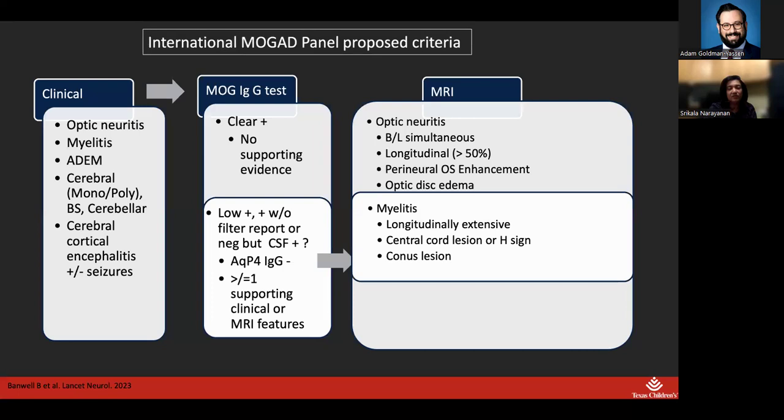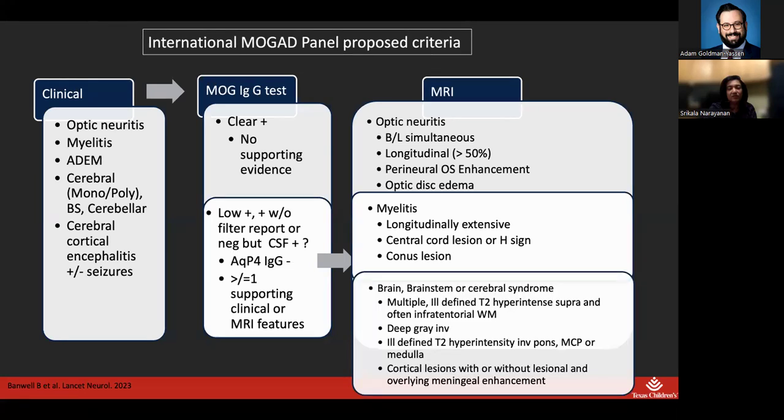When we come to myelitis, the three components mentioned in the criteria are longitudinally extensive transverse myelitis, a central cord lesion or an H sign, which is when it predominantly involves only the gray matter, central gray matter, and presence of a lesion in the conus. So if it involves the conus, that sort of puts MOG higher up. And when it comes to brainstem or cerebral syndrome, it's multiple ill-defined T2 hyperintense supra and often infratentorial white matter lesions, deep gray involvement, ill-defined T2 hyperintensity involving the pons, middle cerebellar peduncle, medulla, and cortical lesions with or without lesional and overlying meningeal enhancement.